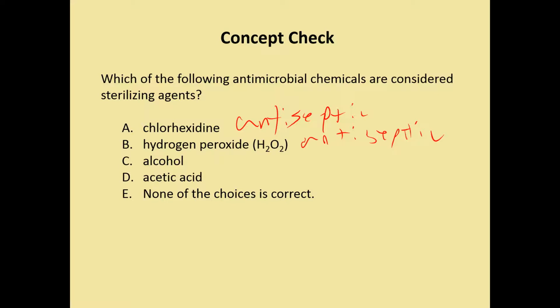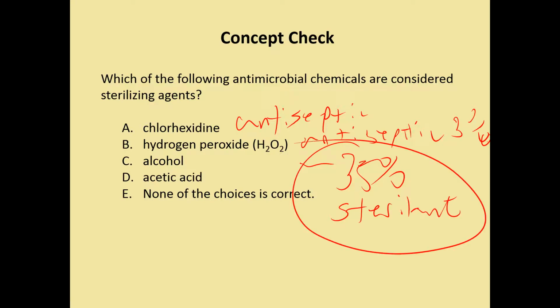which is basically the 3% concentration. But you can get some concentrations that are around like 35%. This is going to be more commercial. In this case, this would be a sterilant at that concentration. So notice that at 3% it's an antiseptic, but at 35% it's a sterilant.